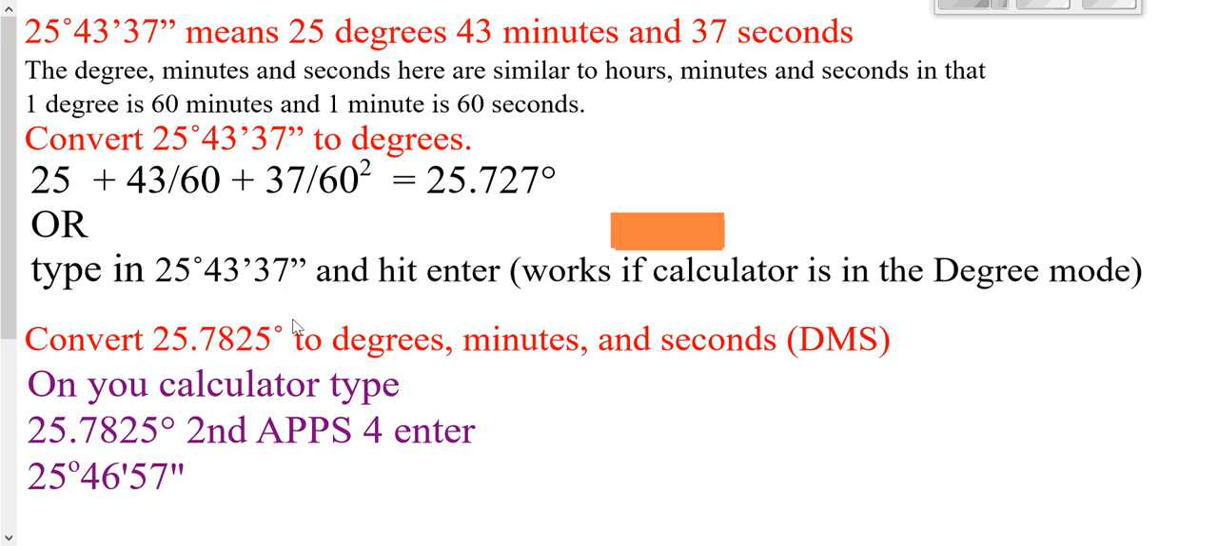Now, you may be asked to take something like this in degrees and change it back into degrees, minutes, seconds. So what I would do is type in 25.7825, get your degree symbol from second apps. Then after I get my degree symbol, I would go back to second apps again, then select number 4, which is your DMS, and it'll change it to degrees, minutes, seconds. So I would more than likely use your calculator, but if you wanted to do it by hand, you could, for the most part, do it like this.